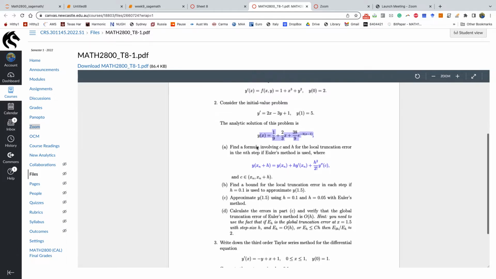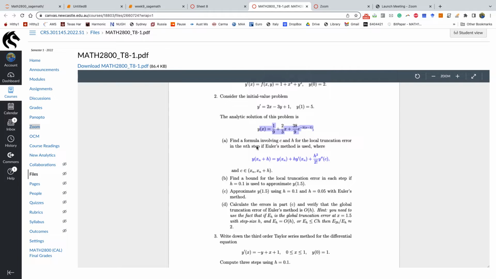Now part A says to find the local truncation error, where if we use the forward Euler method, y at x_n plus h equals y at x_n plus h times y prime, or f of x, y at x_n, plus h squared over 2 factorial times y double prime at c. C should belong to the interval x_n to x_n plus h, or x_{n+1}.